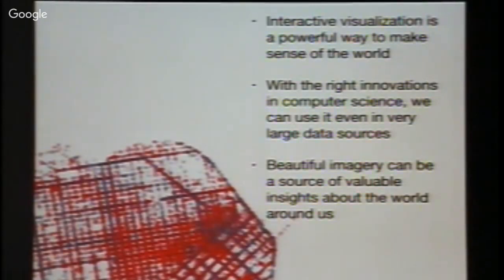I think interactive visualization is a really powerful way to make sense of what's going on in the world. If you are careful about the computer science and mindful of the fact that computers are incredibly fast and incredibly cheap, we can now do this in a way that makes sense for people. And we can make these pictures that I think are actually quite beautiful too. We can make these images that are nice, pleasurable to interact with, and let us make sense of data.